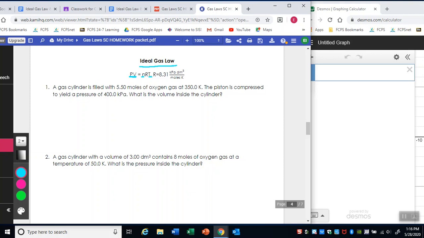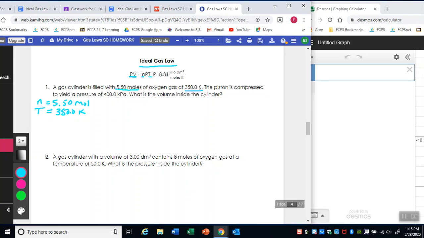So we have a gas cylinder. It's filled with 5.5 moles. So I know that N equals 5.50 moles. As always, you just read carefully and then write down what you're given. I have 350.0 kelvins, and I know kelvins is temperature. So 350.0 Kelvin, that's my temperature.